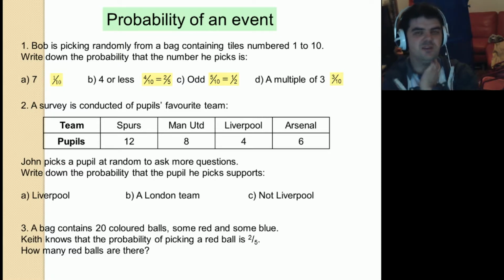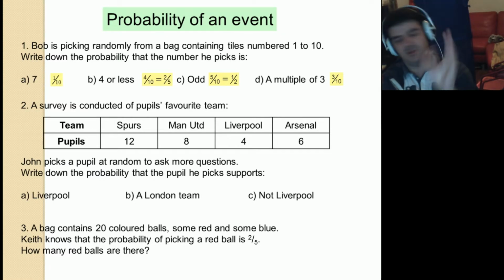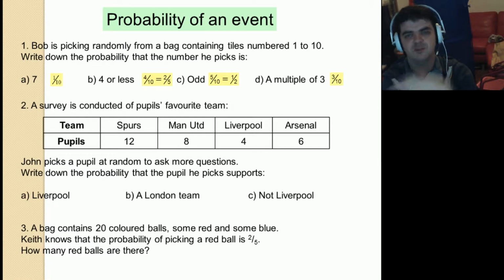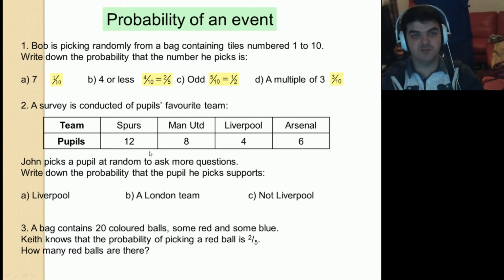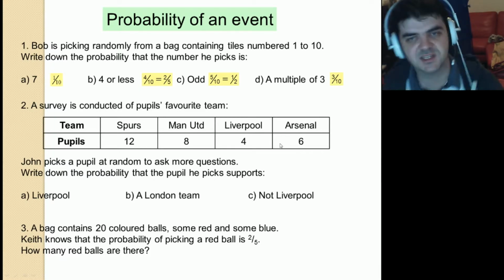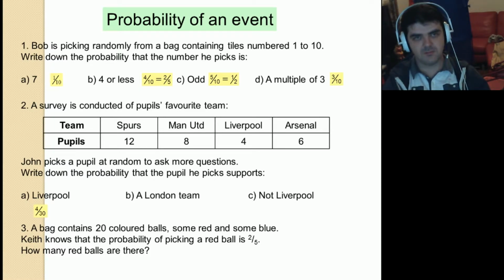So the first thing you're going to have to do is work out your total number of possibilities. We can see how many people support Spurs, United, Liverpool, and Arsenal. We need to work out how many there are altogether. In order to do that, we'll just add these all up. 12 plus 8 is 20. 20 plus 4 is 24. 24 plus 6 is 30. And we'll get that there are 30 people. So the probability of somebody supporting Liverpool is 4, because 4 people support Liverpool, over the 30, which is simplified down to 2 over 15.